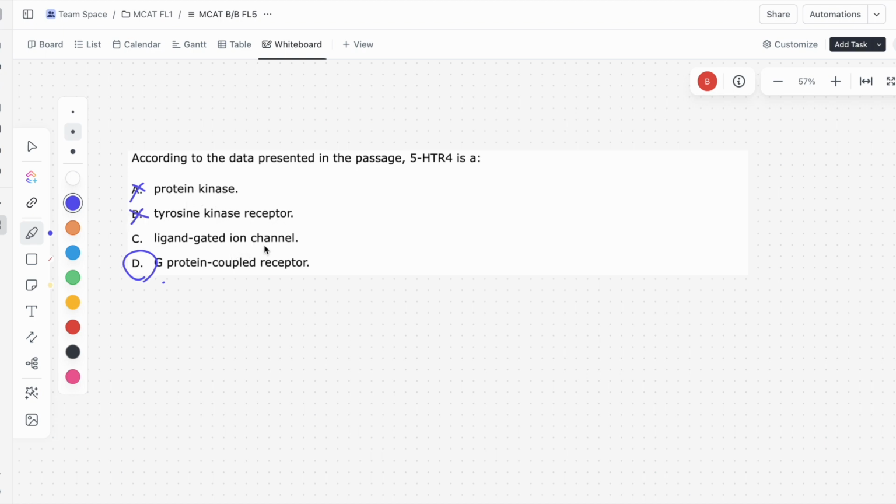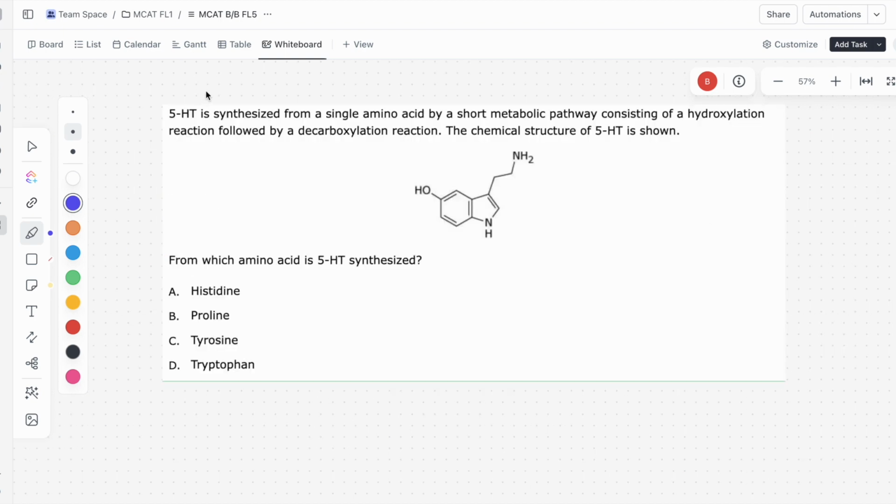And finally, we don't see anything about 5-HTR4 acting as an ion channel, specifically a ligand-gated ion channel. So we don't see anything going through this transmembrane receptor, which would make it an ion channel, making C incorrect as well, making D the correct answer. Let's take a look at the next question.